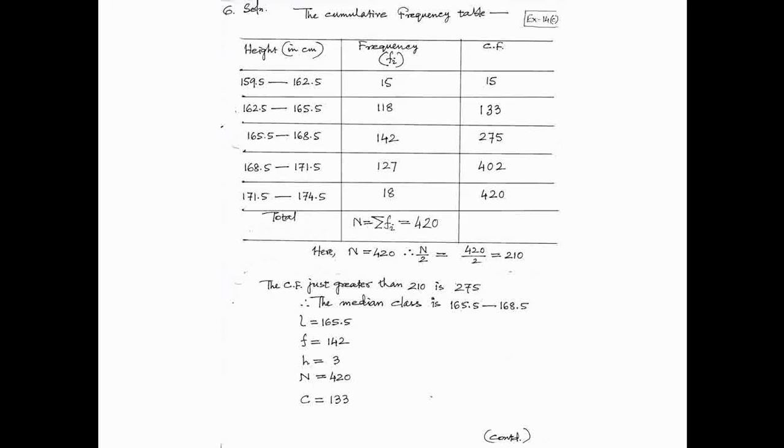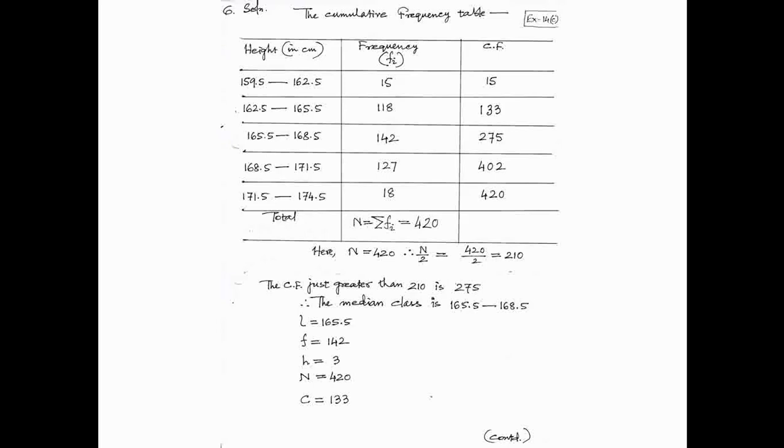L equal to 165.5. This is the lower limit. Then for this particular class interval, what is the frequency? 142. What is the class size? If you subtract lower limit from upper limit for a particular class, you will get h equal to 3, N equal to 420.